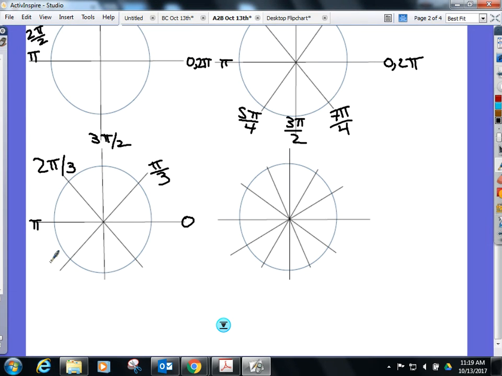4 pi over 3, yep. Keep going. 5 pi over 3. And then we're back at 6 pi over 3, also known as 2 pi.